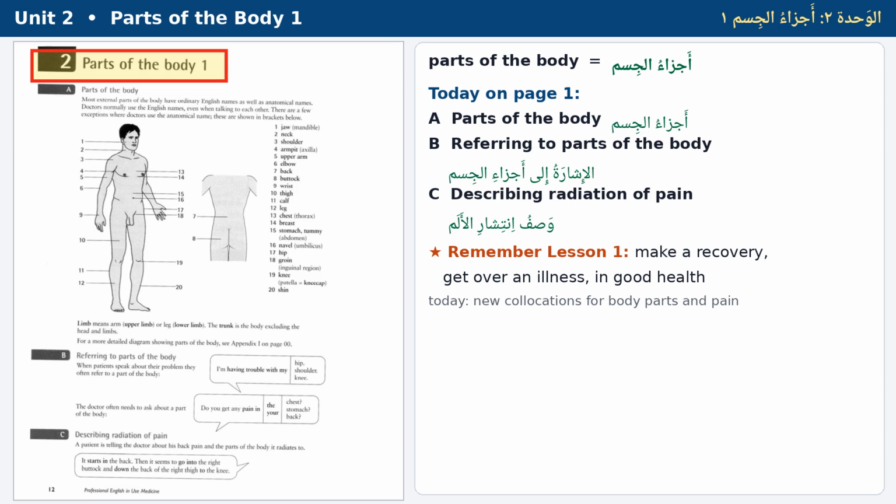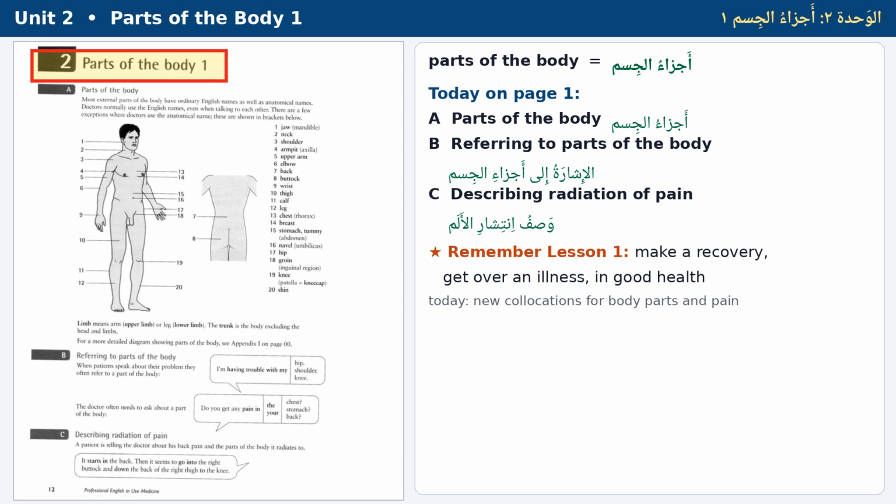This is Lesson 2, Parts of the Body, Part 1. In Arabic, أجزاء الجسم. But first, a quick review from Lesson 1. Do you remember? We make a recovery. We get over an illness. And we are in good health.